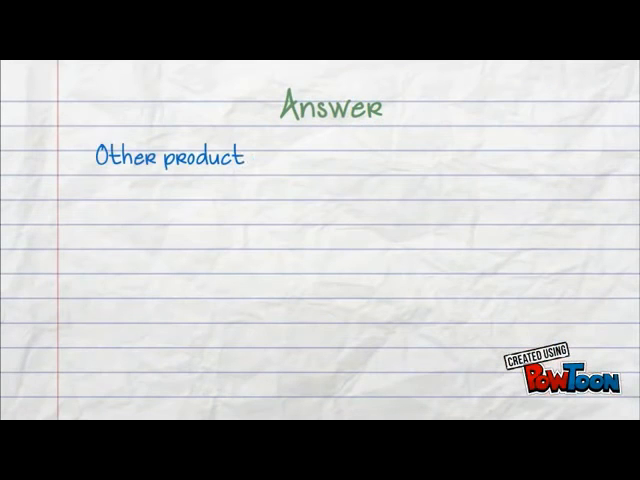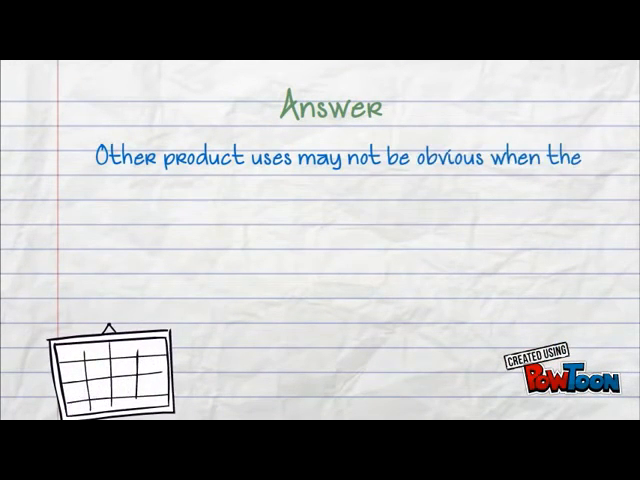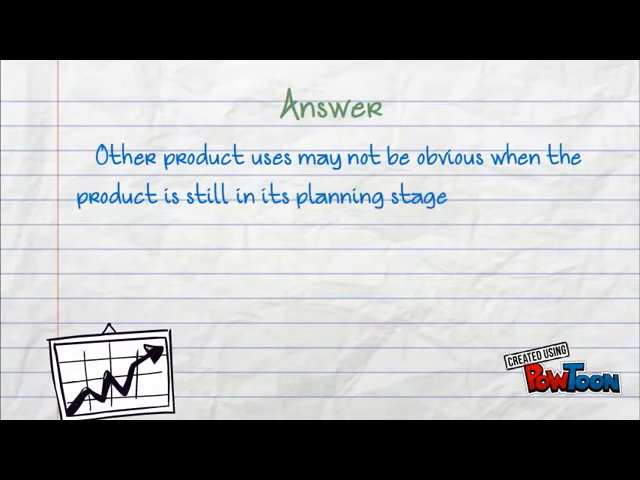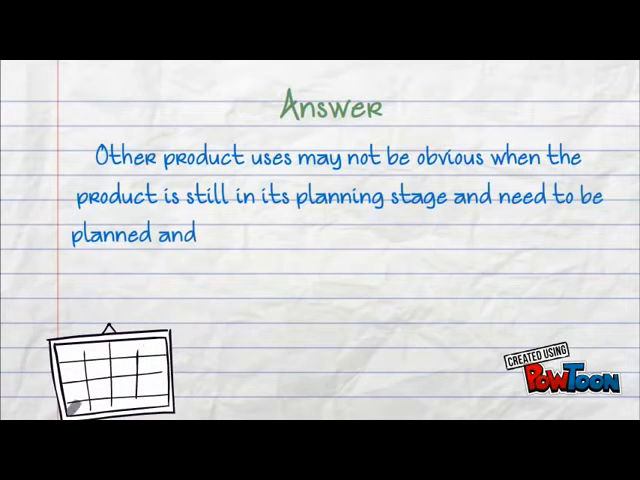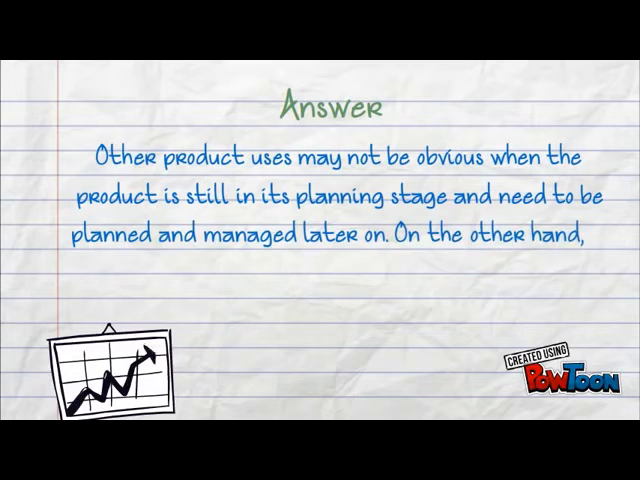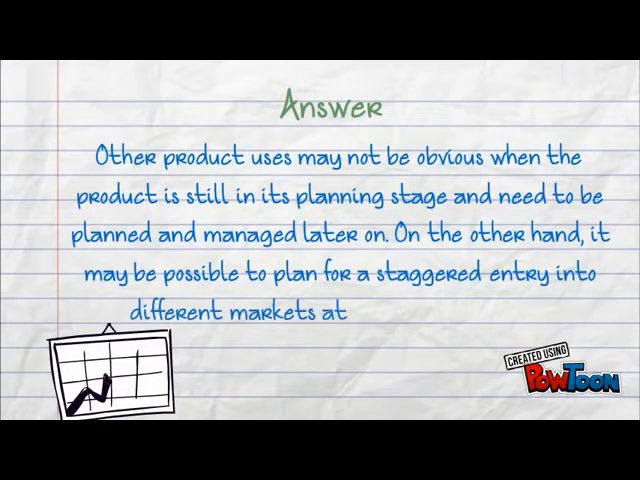Other product users may not be obvious when the product is still in its planning stage and need to be planned and managed later on. On the other hand, it may be possible to plan for a staggered entry into different markets at the planning stage.